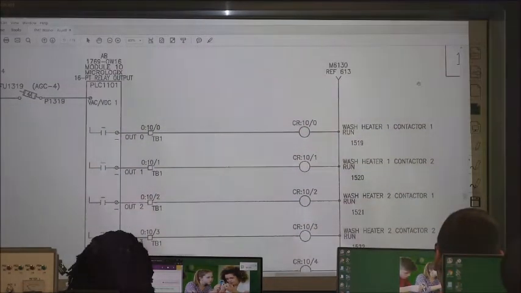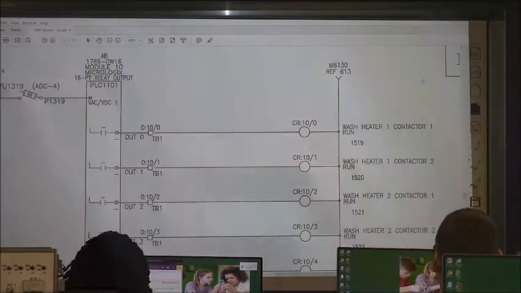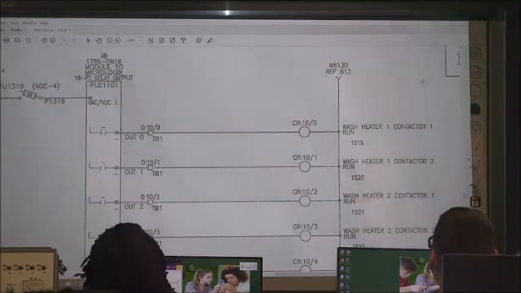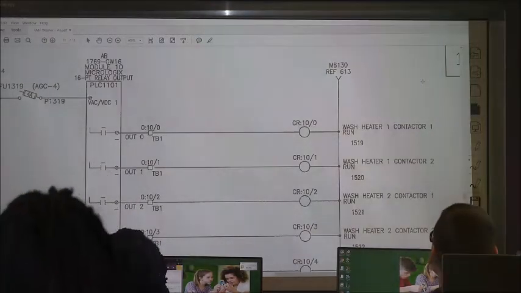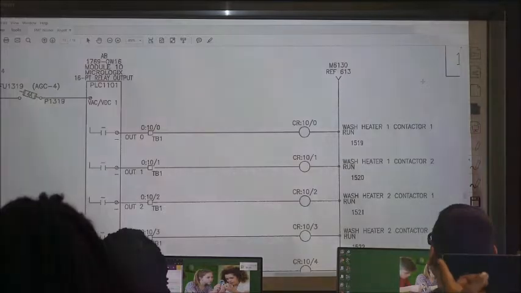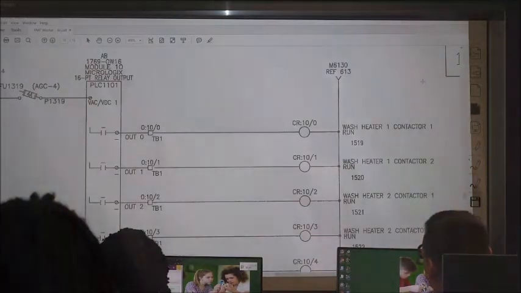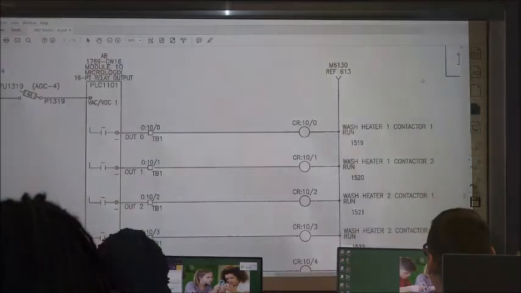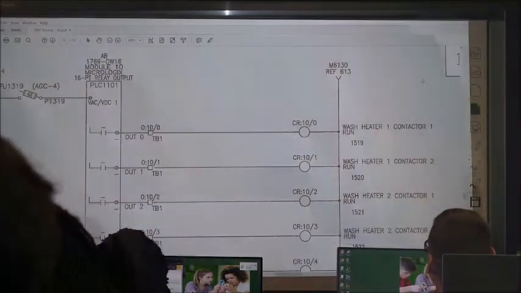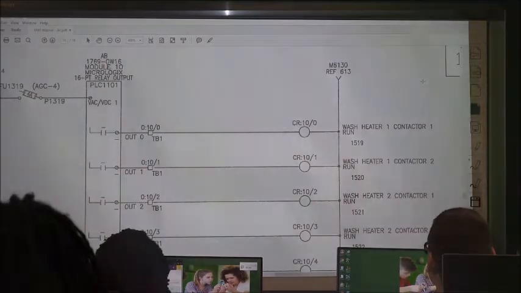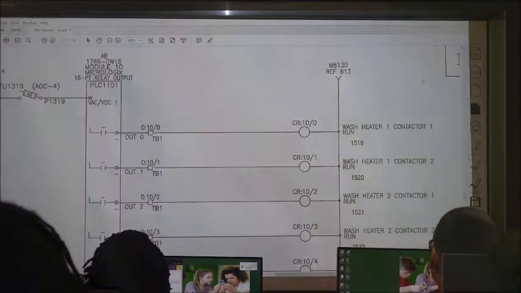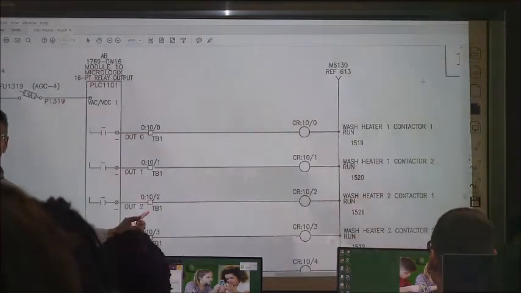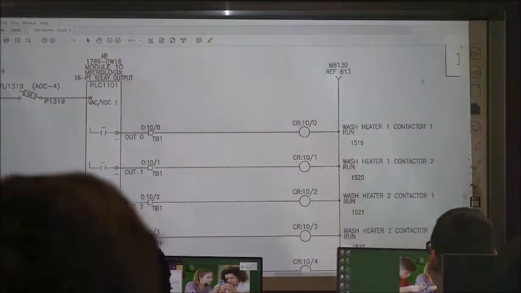How does that contactor coil get energized? CR1002, I believe. The X10 2 is activated, right? There's the coil for the contactor. We know it goes to a terminal block, right? TB1, that's a terminal block that's inside of a panel somewhere.